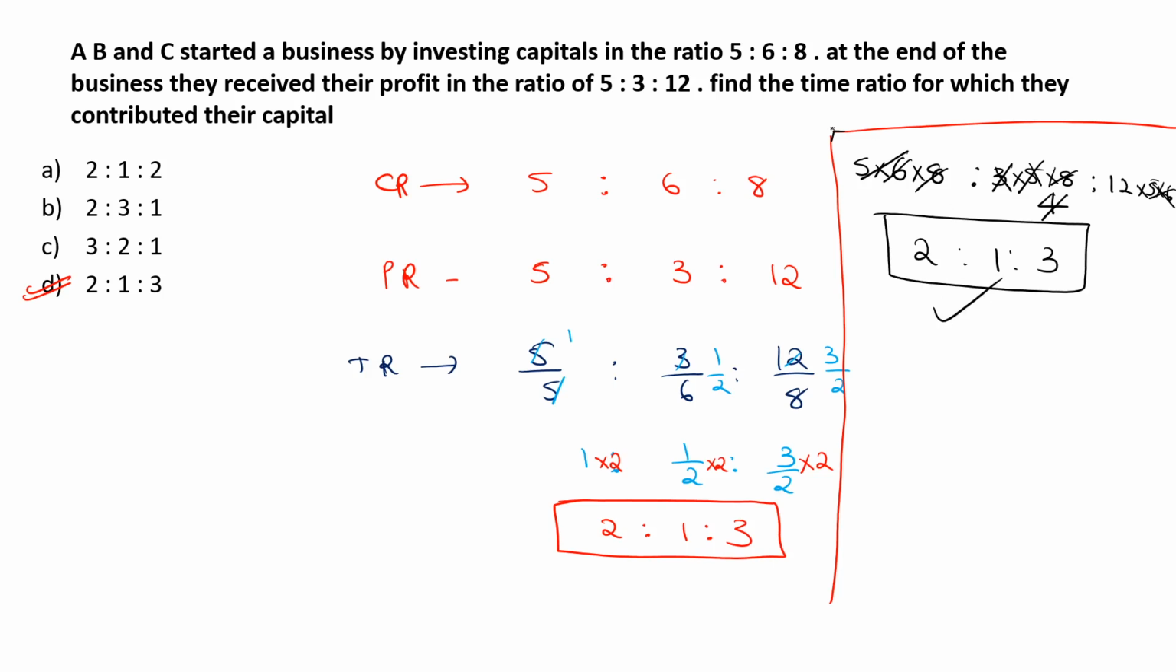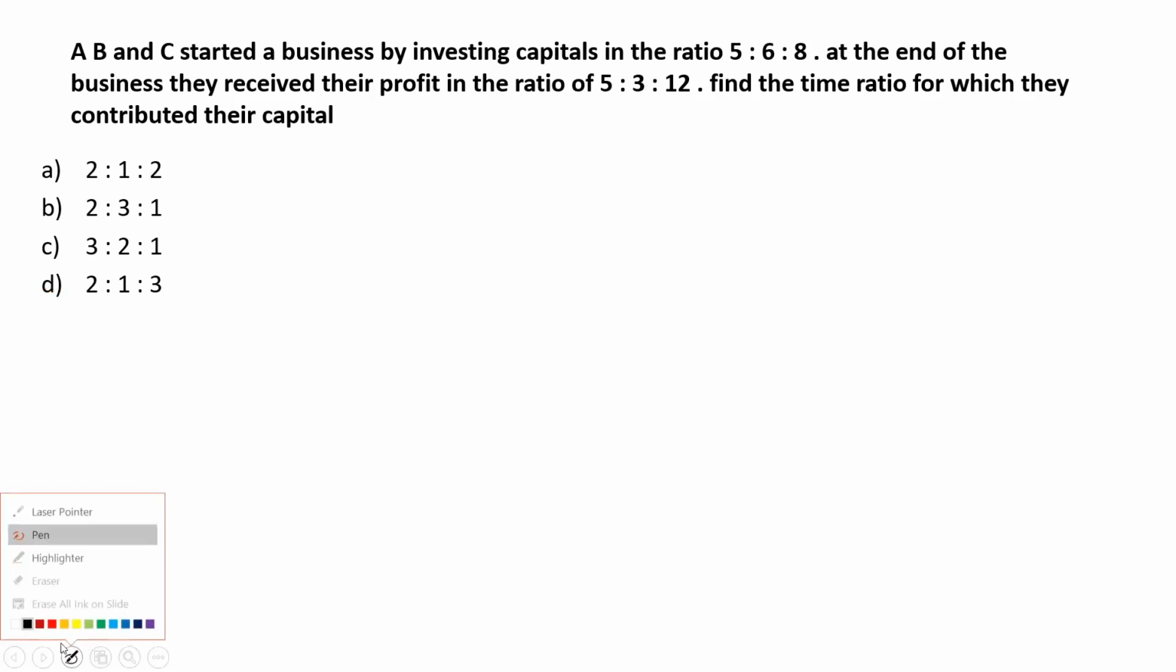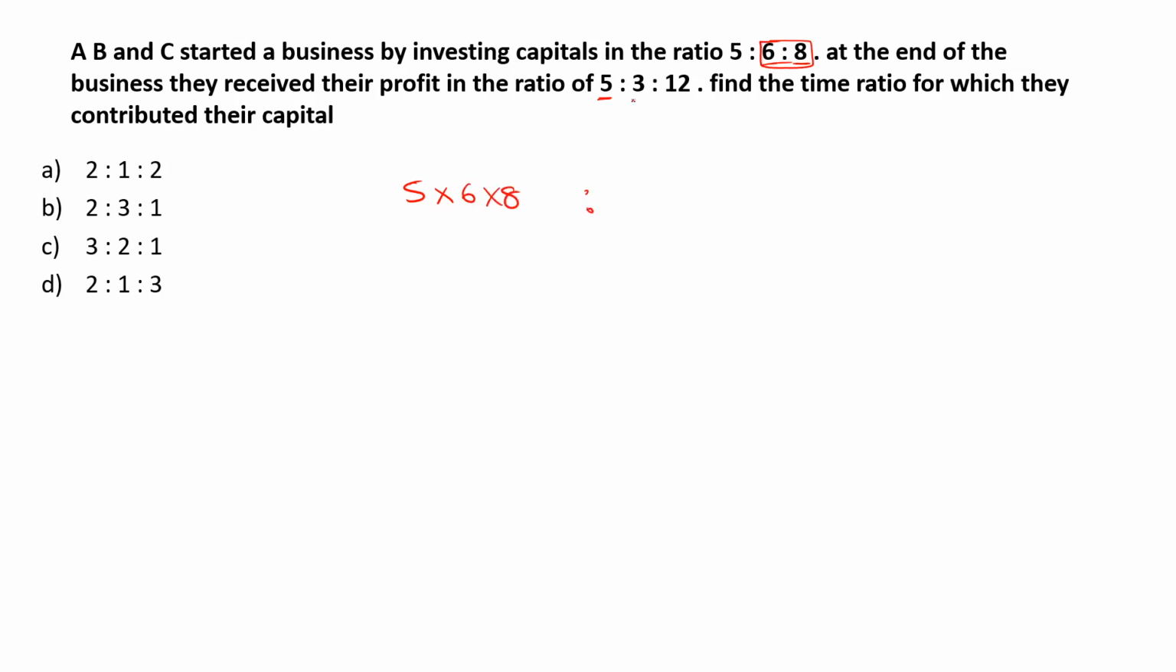Okay, if you need this method once again, I will explain it. Just take this 5 and multiply that 5 with the other two respective terms of the ratio, that is 6 into 8. Take 3 from the ratio and multiply that 3 with the other two. Here 3 is the middle term and 6 is the respective term in this ratio, and take the other two terms, that is 5 into 8.